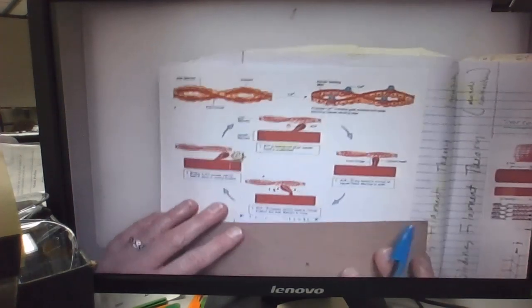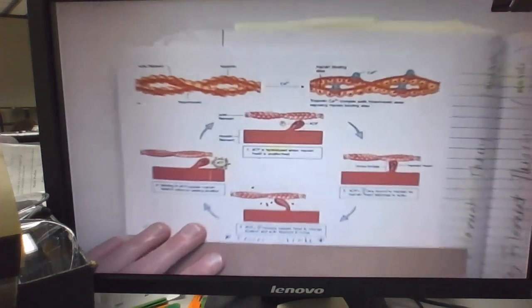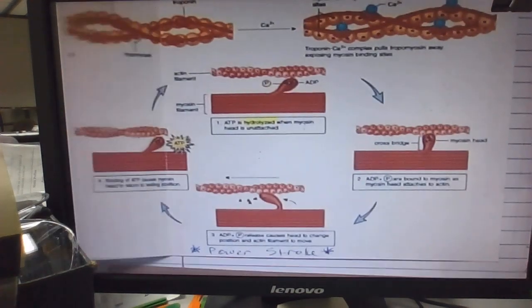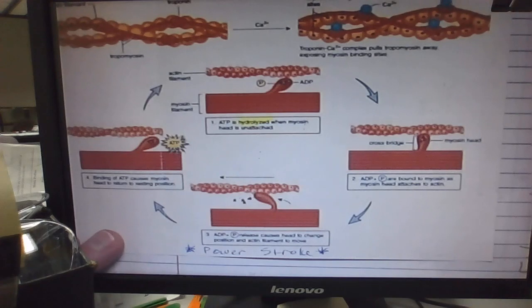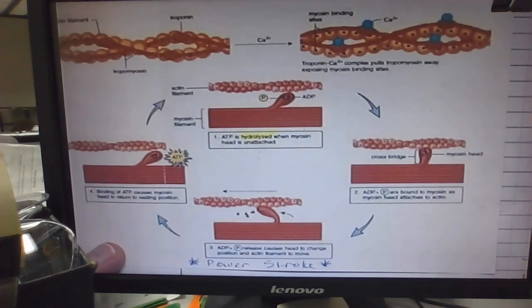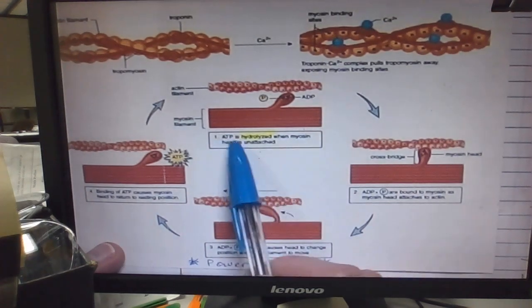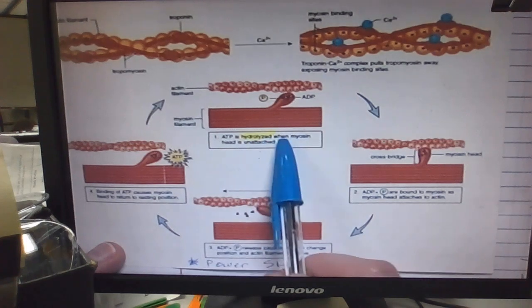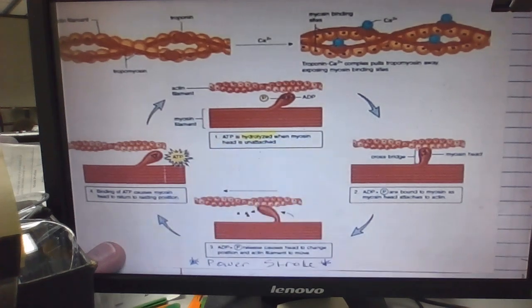All right, I guess I'll do this one first. Here's a diagram that summarizes and simplifies what we've got going on here. Number 1, ATP is hydrolyzed when the myosin head is unattached. No, let's go back to looking at the myosin and all these filaments first.